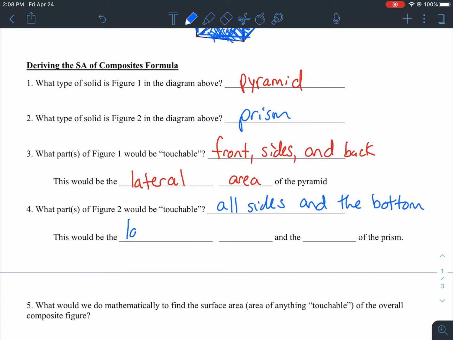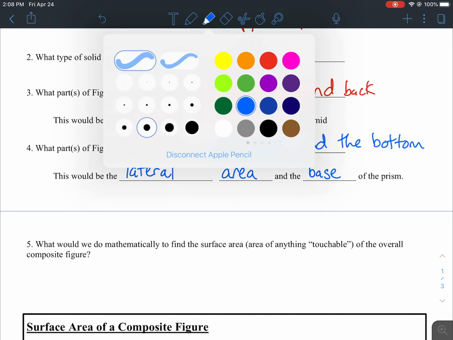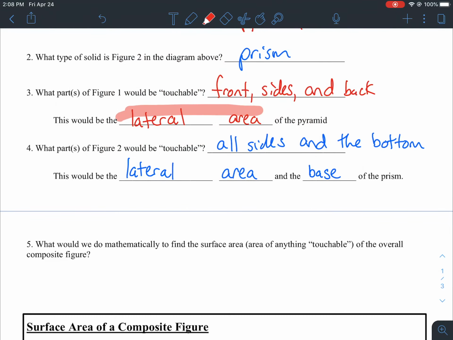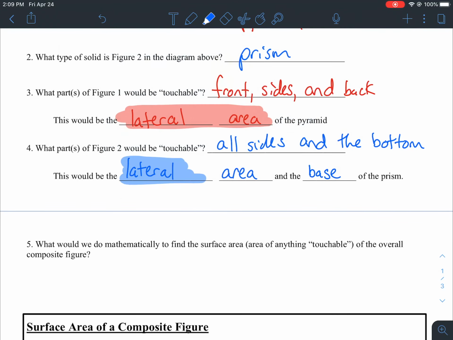So if we could touch all of the sides, that would be the lateral area of the prism. And if we could touch the bottom, that would be the base of the prism. And so if we wanted to think about everything that was touchable, okay, when it came to the pyramid, we were able to touch the lateral area of the pyramid. When it came to the prism, we were able to touch the lateral area and the base.